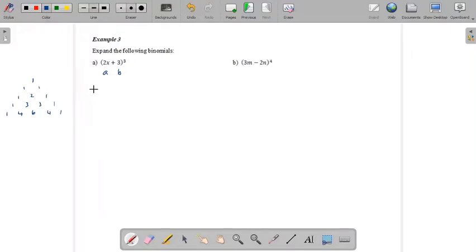For this one, these are our coefficients, and we start with a 1. So I'm just going to put equals. The first coefficient is 1, and then it's 2x to the power of 4 times 3 to the power of 0, which is 1, so we'll just leave that out. That's the first term when we expand.